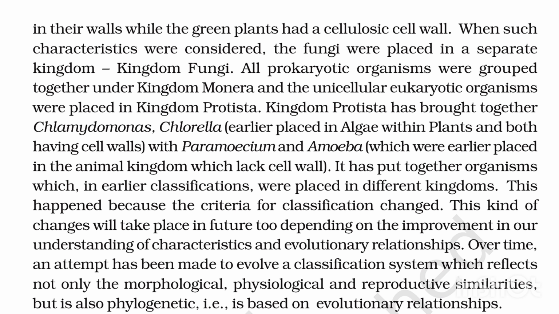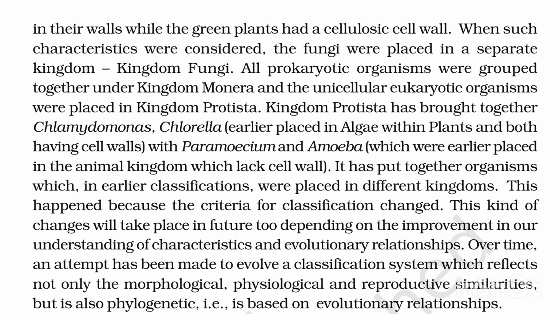All prokaryotic organisms were grouped together under kingdom Monera, and the unicellular eukaryotic organisms were placed in kingdom Protista. Kingdom Protista has brought together Chlamydomonas and Chlorella, earlier placed in algae within plants and both having cell walls, with Paramoecium and Amoeba, which were earlier placed in the animal kingdom which lacks cell walls. It has put together organisms which, in earlier classifications, were placed in different kingdoms. This happened because the criteria for classification changed.